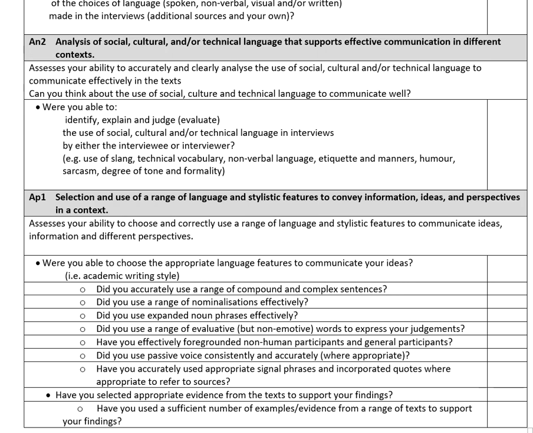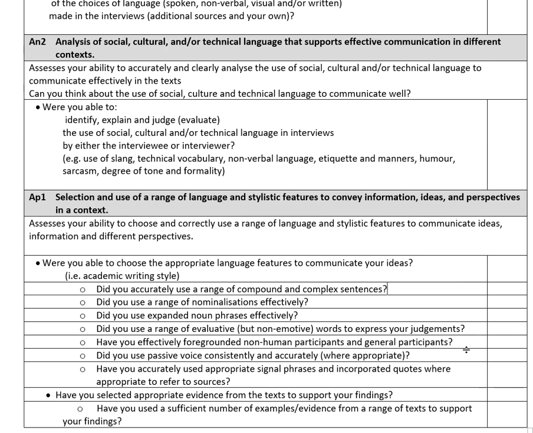And we will be talking about those different types of sentences, probably both through homework and in class next term. Did you use a range of nominalizations effectively and expanded noun phrases? Again, that will be holiday homework and or in class. Did you use a range of evaluative but non-emotive words to express your judgment? So you have to tell me whether it was good or not, but you can't say like this was the worst thing that I've ever seen in my life.